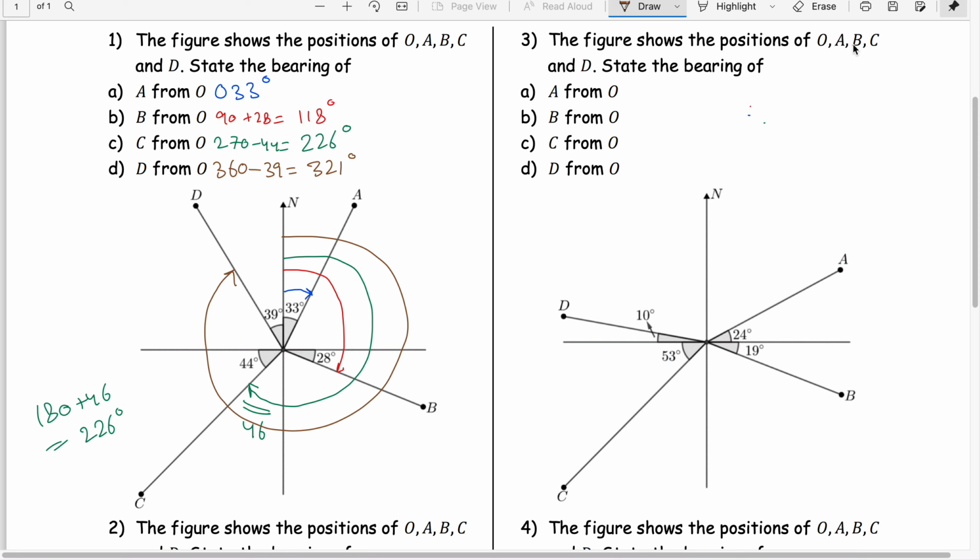The figure shows the position of O, A, B, C and D. The center point is O, A, B, C and D. Bearing of A from O is this part, which is 90 minus 24, that is 66 degrees. B from O is this complete angle, which is 90 degrees, because this divides it into 4 equal parts which are already 90. So this 90 plus 19 is 109 degrees, and you put a 0 here to make it 3 digits.